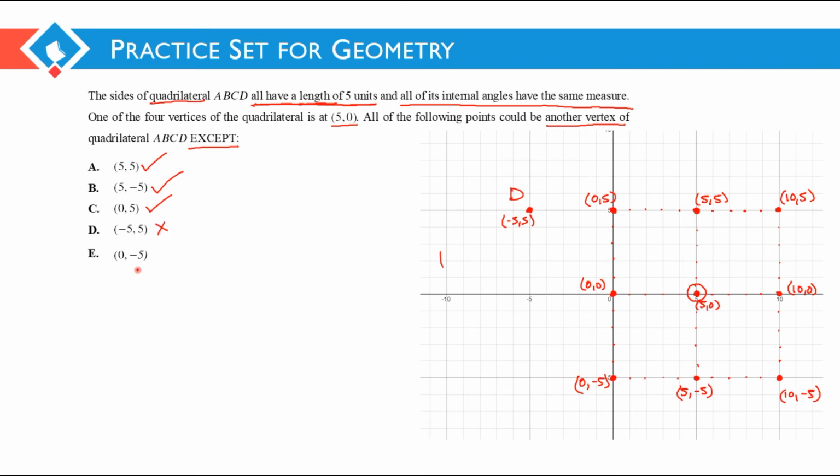And let's check the other one, (0, -5). This one checks out as well. That one is correct. So the only one that cannot be a vertex is going to be letter choice D. So all the other ones will get eliminated, and our correct answer is going to be D, because (-5, 5) is the only point that's listed here that cannot be another vertex of the quadrilateral that this point right here belongs to. So our correct answer is D for donut.